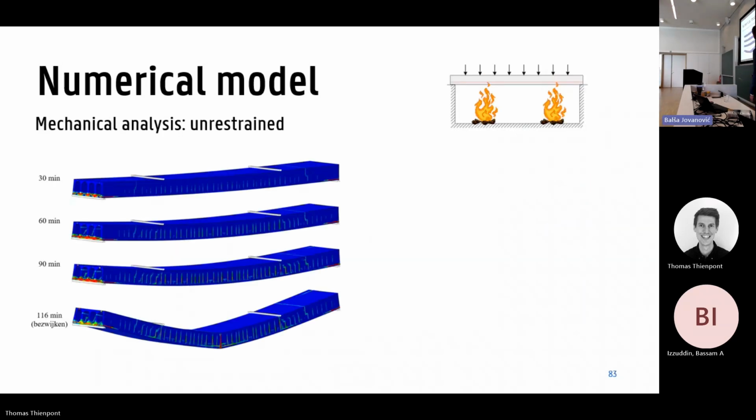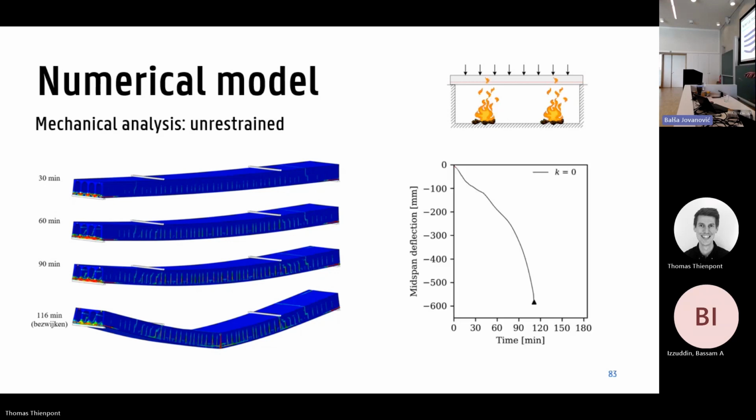Secondly, we can also do a mechanical analysis. This is for an unrestrained slab. So basically, we just put it on top of the furnace and apply the heat from below, but it can freely expand. And then we see that for this particular case, we get the bending failure at approximately 116 minutes. We can also plot the deformations through time. On the horizontal axis, we have the time, and on the vertical axis, we have the displacement, and we can see that slowly, because the member is starting to bend, the cracks are getting bigger and bigger, and eventually we get a failure. In this case, we have a failure at a deflection of about 600 millimeters. So actually quite a big deflection before it fails.